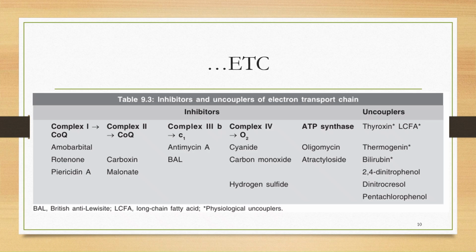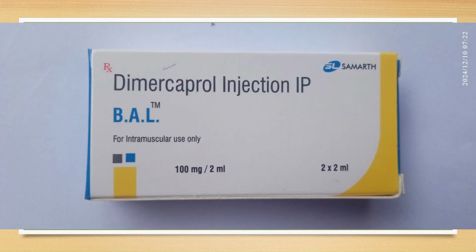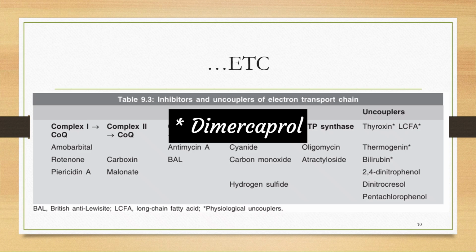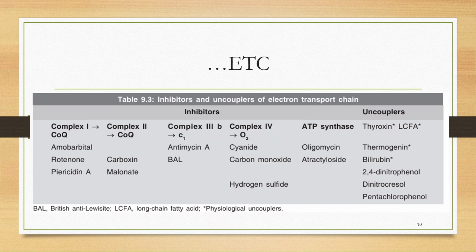Complex 3 inhibitors: we have antimycin A, and we have British antilewisite. Antimycin A is produced by Streptomyces bacteria, but let's talk about British antilewisite. Basically, another name for it is dimercaprol, which is usually used as an antidote for metal poisoning.